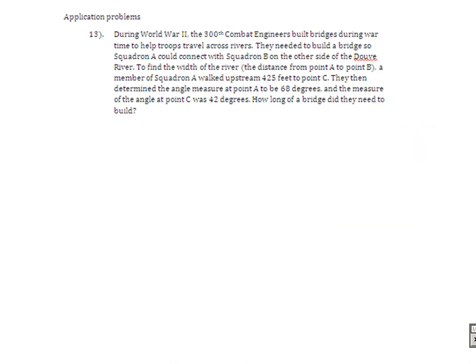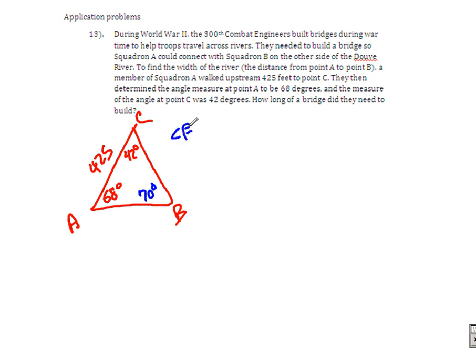Starting with number 13, you can read up on World War II history if you would like, but what we need to do is figure out what this picture looks like. Draw a triangle. So Squadron A, Squadron B, and here's point C where they look out. 68 degrees here, 42 here, and this distance over here should have been your 425. Kind of like the last problem we just did, we need to find what this third angle, angle B, is. They should add up and give you that angle B is equal to 70 degrees.